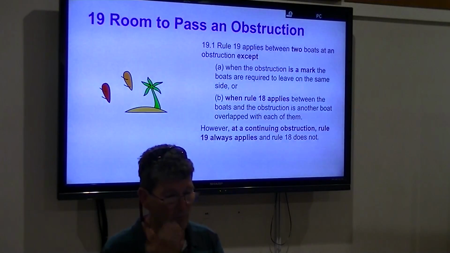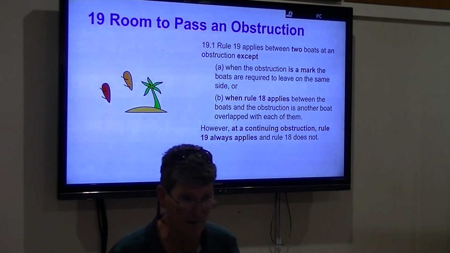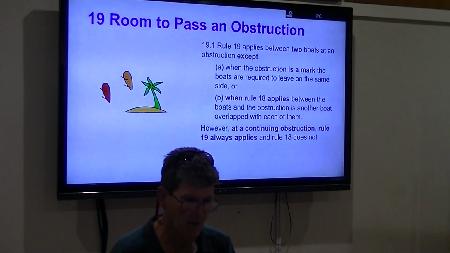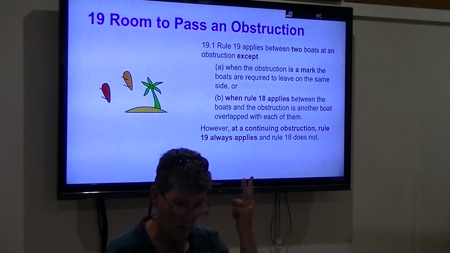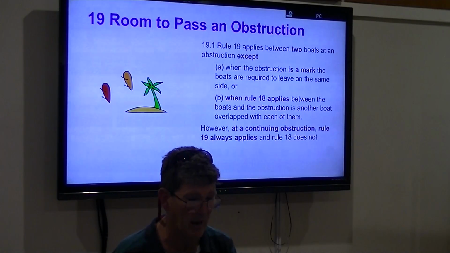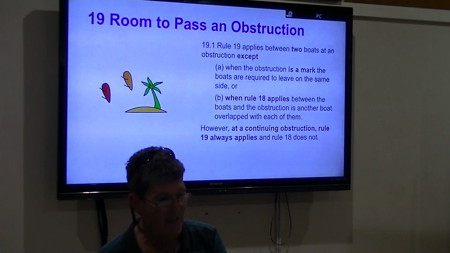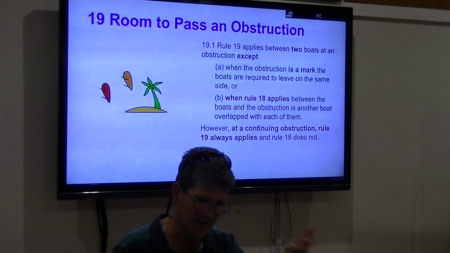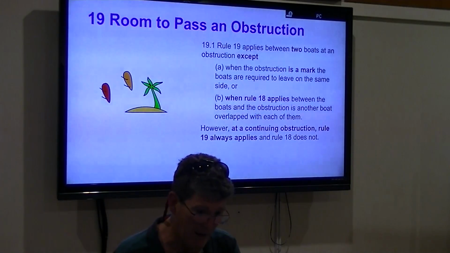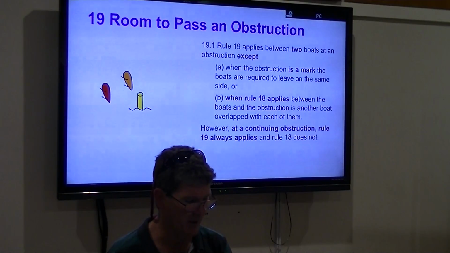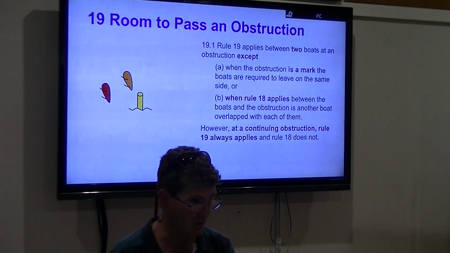So we're looking at rule 19.1 to say, does rule 19 in its totality apply? Rule 19 applies between two boats, two's new, and an obstruction, except, again, the negatives. So it applies unless the obstruction is a mark and the boats are required to leave it on the same side. So if it wasn't an island, it was a mark, that's not an obstruction.